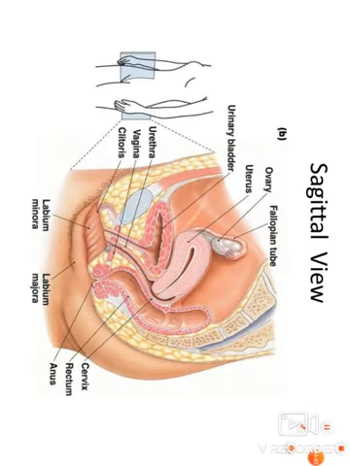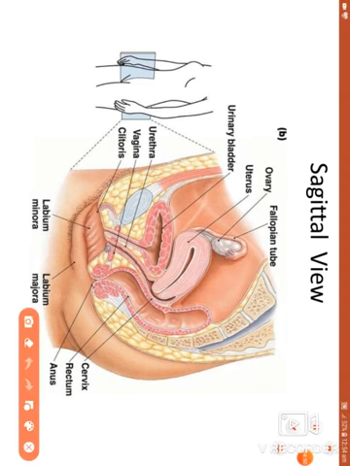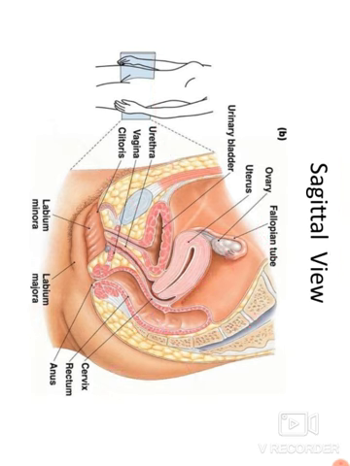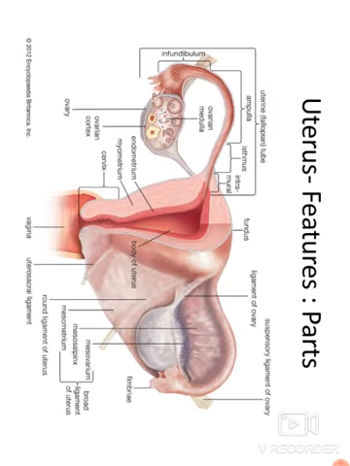Then here is also the same sagittal view of the female pelvis, through the sagittal plane. This is anterior, this is posterior, the sacrum, this is the coccyx, pubic symphysis, urinary bladder. This is the uterus. From here, this is the cervix. This part is the body of the uterus. This is the rectum. See, this is the vagina. Here you can see the uterine tube or fallopian tube with the ovary posterior-superiorly. This is the lesser pelvis.